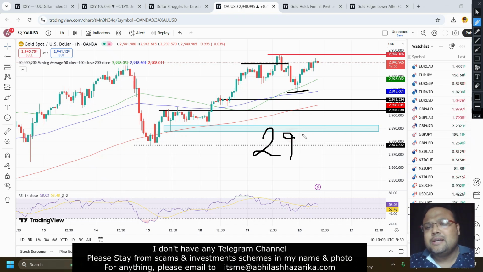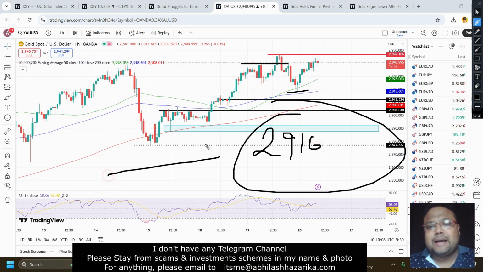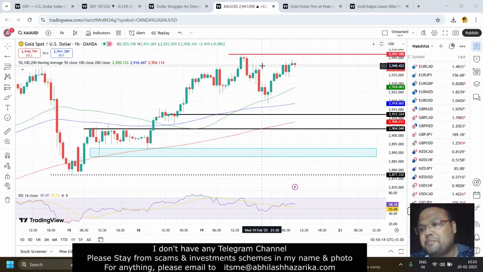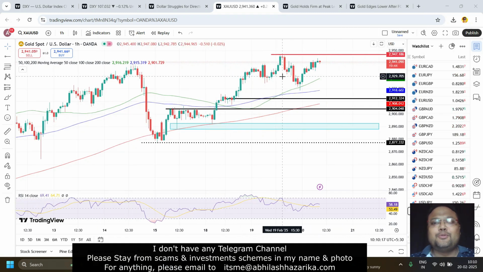My buy limit was at 2916. I was not looking at the market at that time, and I saw that the market went up without hitting my buy limit, so I missed this opportunity.